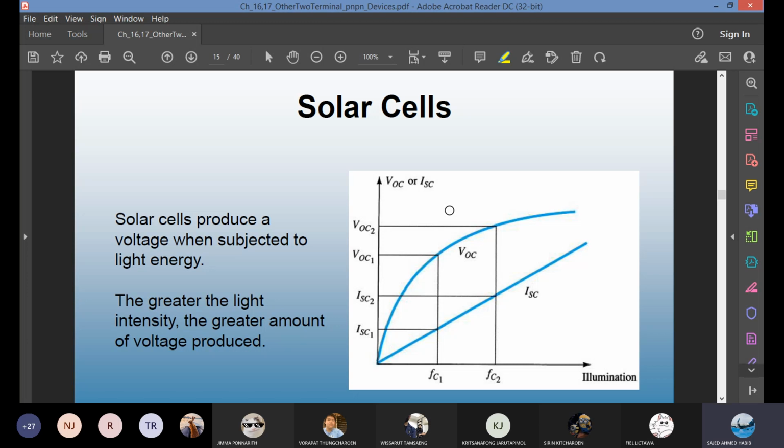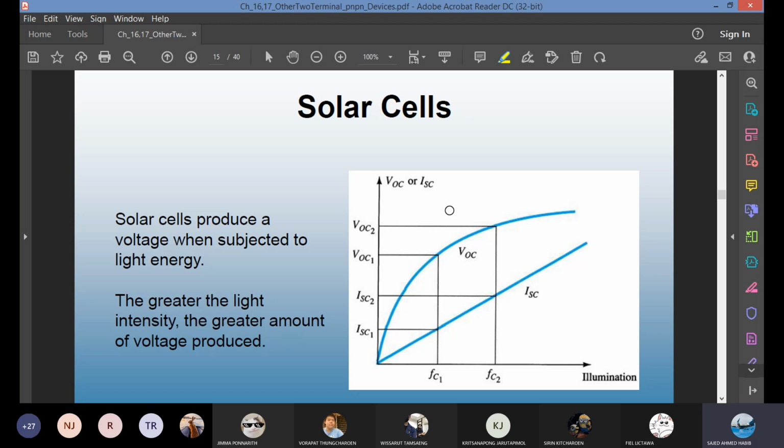If you want to get more output voltage, you usually connect multiple solar cells in series. You connect in series 1, 2, 3, 4, 5, however many you need, it's up to you. That will give you more output voltage. For more current, you have to connect multiple solar cells in parallel.